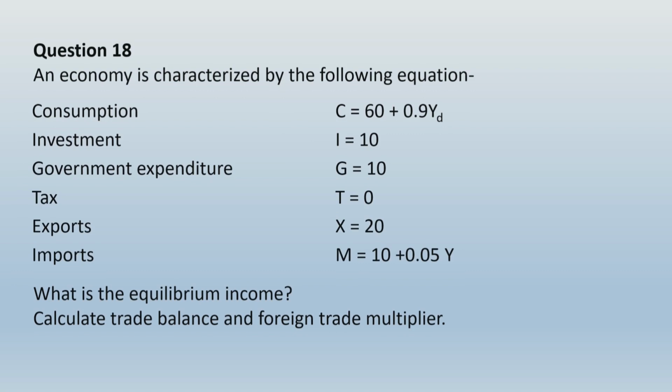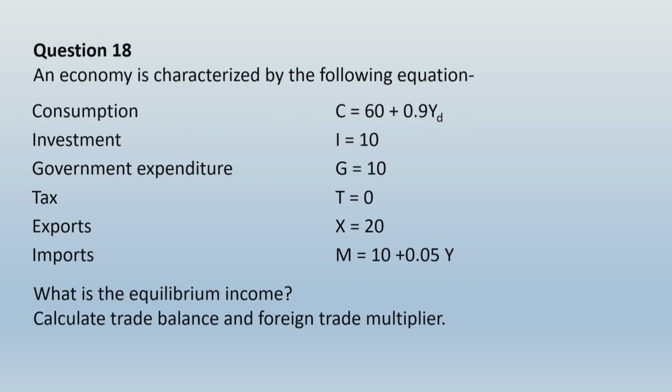Government expenditure is given as G equals 10. Tax T is given as 0. Export is given as X equals 20. And imports M is given as M equals 10 plus 0.05Y. What is the equilibrium income? And calculate the trade balance and foreign trade multiplier.